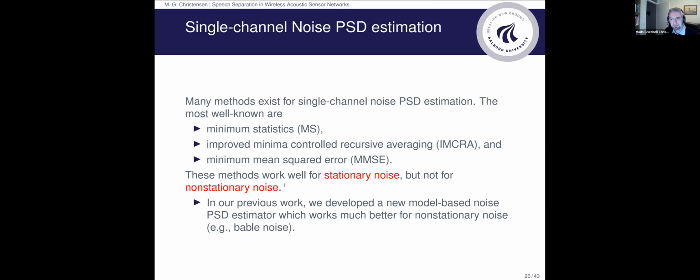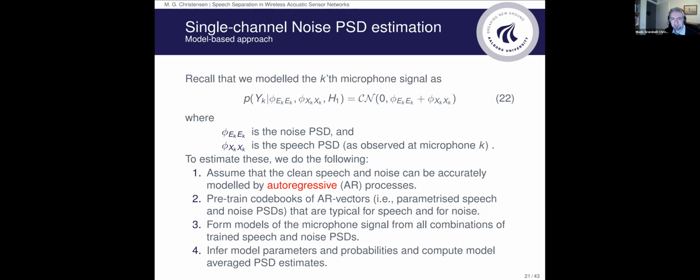So in some of our previous work, we developed a model-based noise power spectral density estimator, which works much better for non-stationary noise. And for example, we looked at babble noise. So let's take a look at that. Recall that we modeled the kth microphone signal here as this complex Gaussian distribution, where the variance of the distribution is given by the variance of the noise plus the variance of the speech.